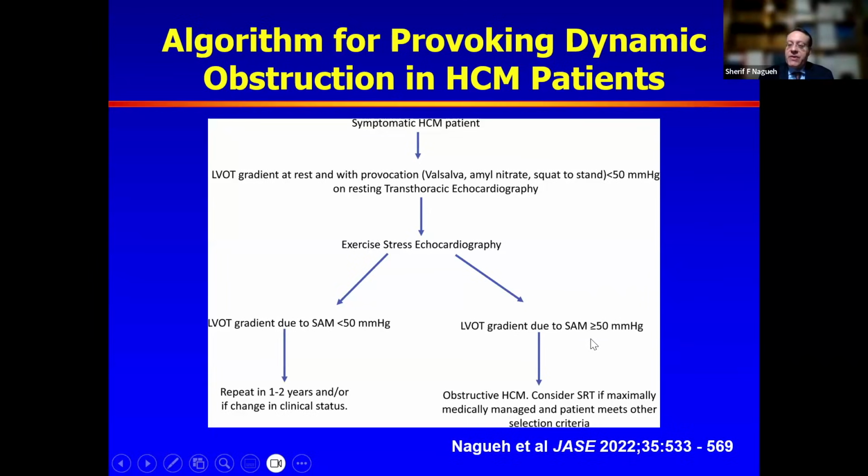If then there is SAM and the gradient is at least 50 millimeters of mercury, that's enough to trigger the recommendation for treatment in someone who is symptomatic with that severity of obstruction. On the other hand, if it is less, these are individuals that you can reevaluate at regular intervals, and it is not uncommon to see a patient in a given year who doesn't meet that threshold, but they meet it on another day.